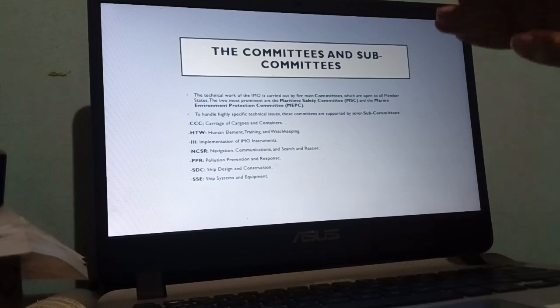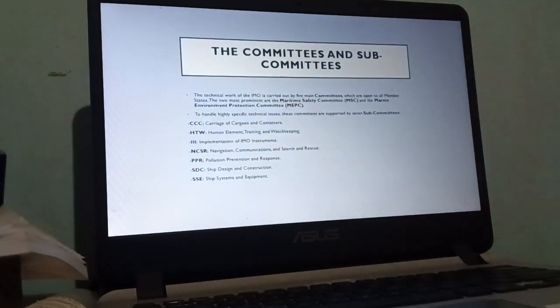So there are seven subcommittees: the CCC, Carriage of Cargoes and Containers, HTW, Human Element, Training and Watchkeeping, the Triple I, Implementation of IMO Instruments, NCSR, Navigation, Communications, and Search and Rescue, PPR, Pollution Prevention and Response, SDC, Ship Design and Construction, SSE, Ship Systems and Equipment.